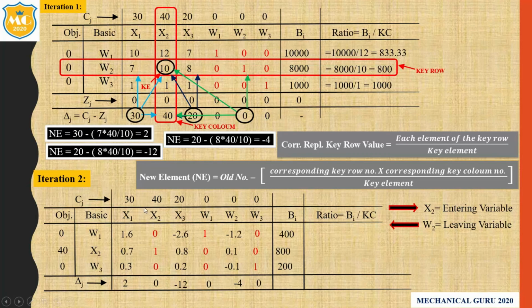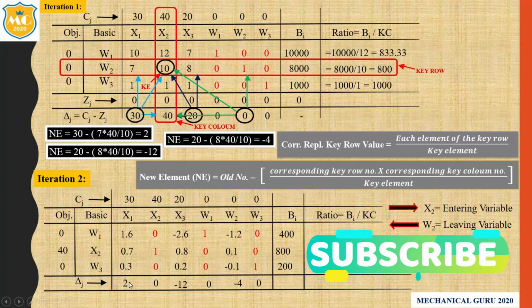Now we have to find out the key column. Here there is only one positive number, that is +2. So this is our key column.